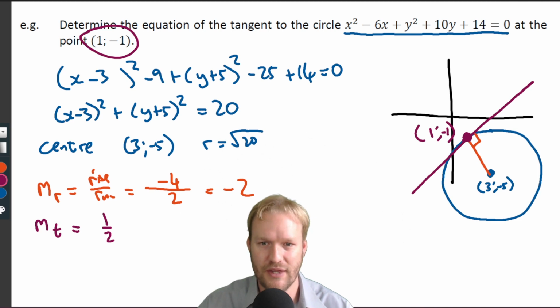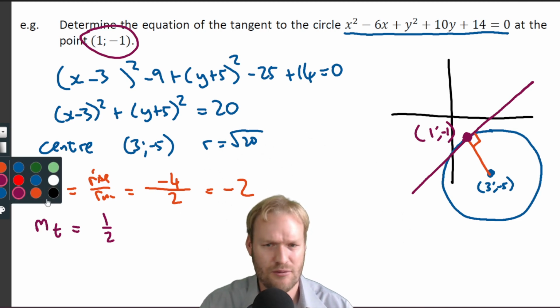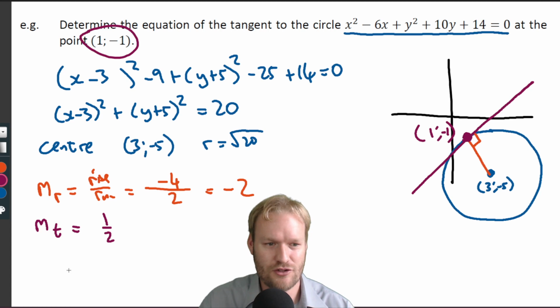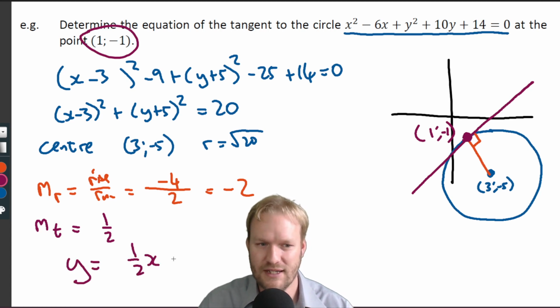Okay, so from there, what we can work out is, well, for this one, if that's 1, going left by 1 means we must be going down by a half. So I can go straight to my equation: y equals a half x plus c. But I know that if that's minus 1, then this must be minus 1.5, or minus 3 over 2.